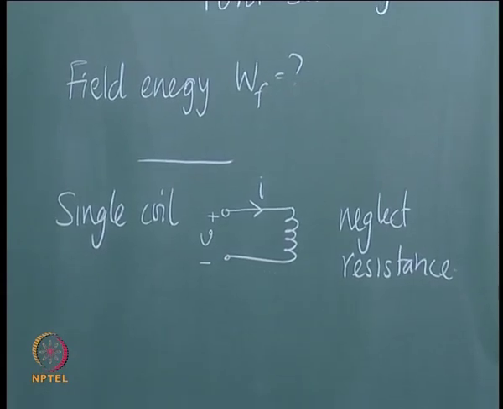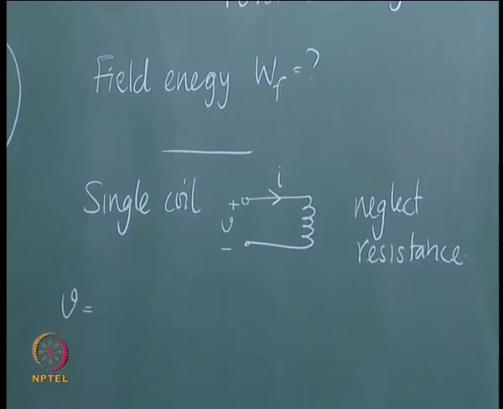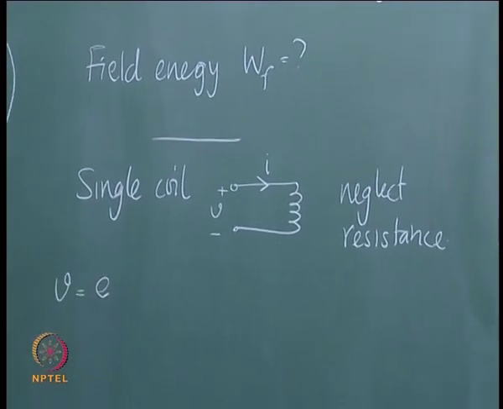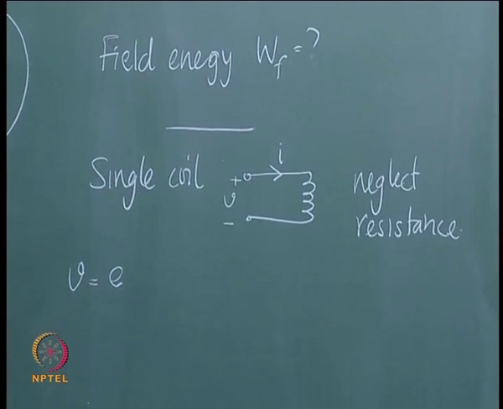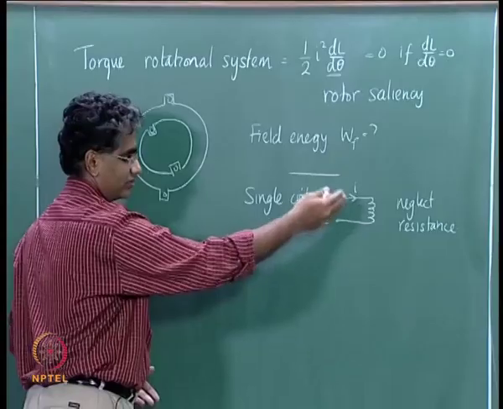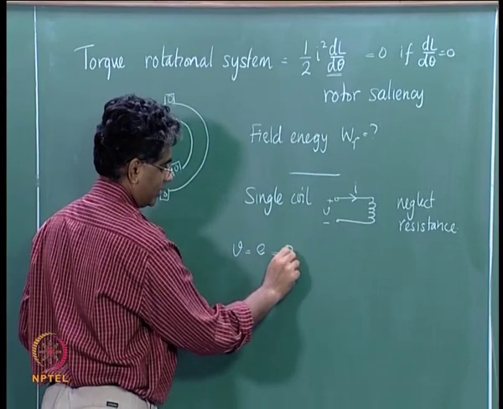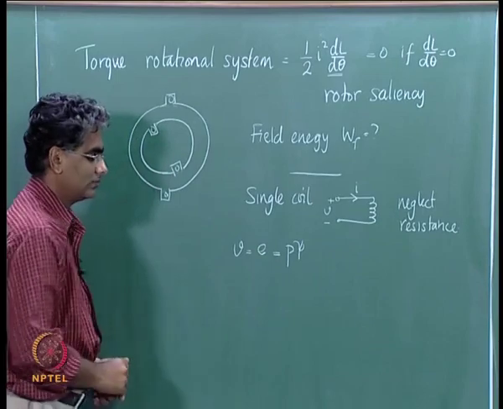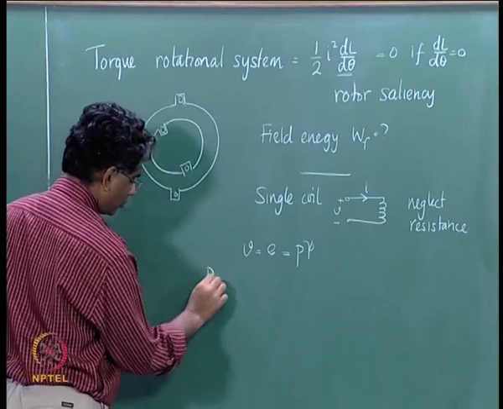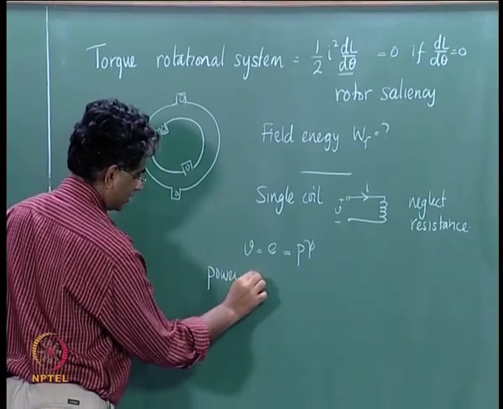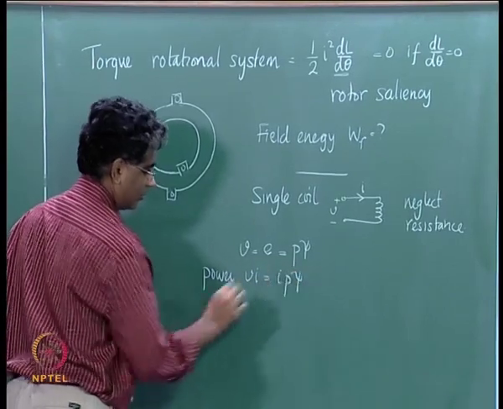which therefore means that the electrical equation becomes V equal to the induced EMF E across this. Because there is a flow of current I, there will be an induced EMF because of the way the flux is going to change, d phi by dt and all that. So this is also equal to P times psi, and the power that is input is V into I, and that is therefore I times P psi.